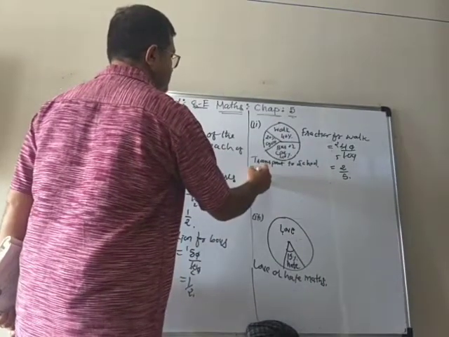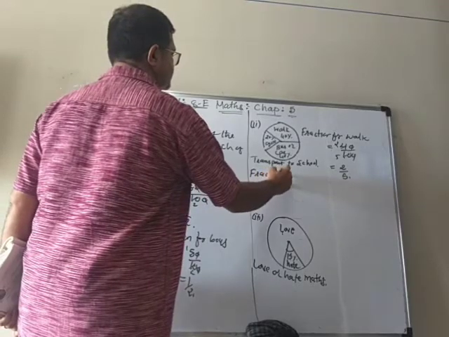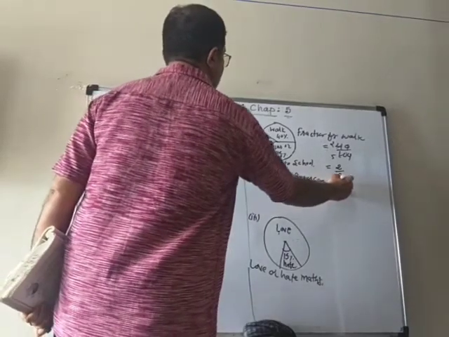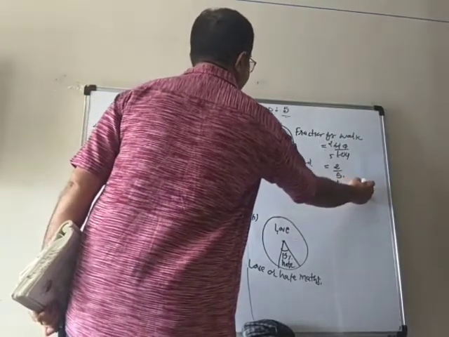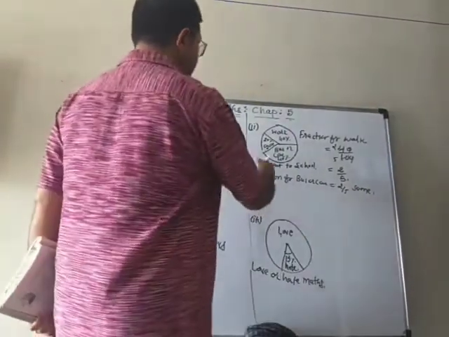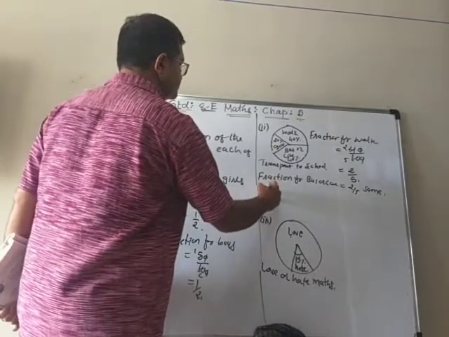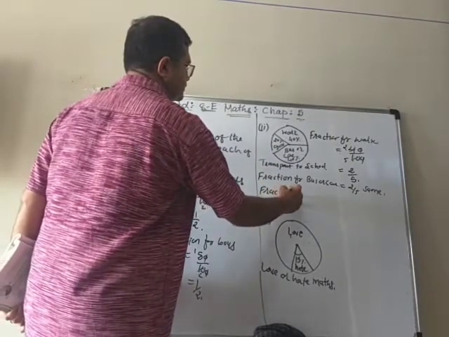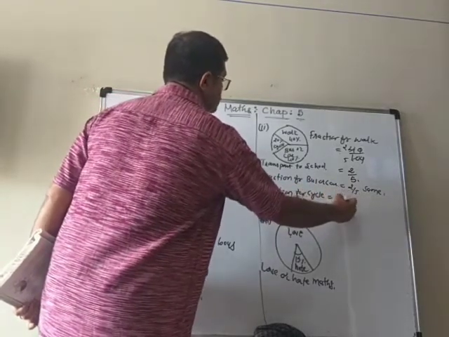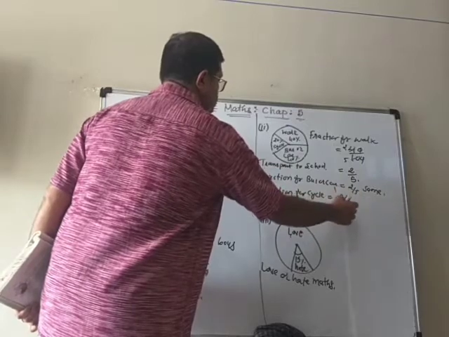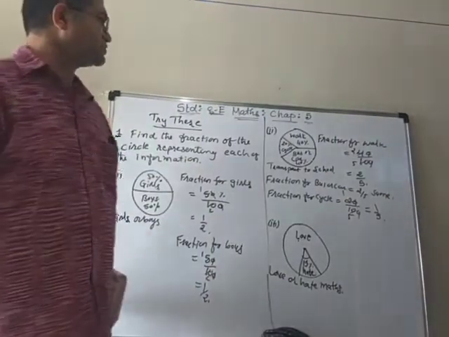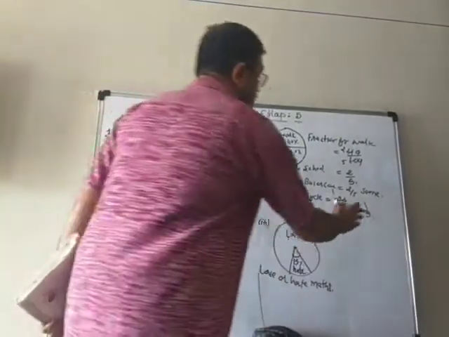Similarly, the fraction for bus or car is also 2 by 5, the same, because 40% is there. And then last, on cycle, the fraction for cycle is 20% out of the 100%. 2 5s are 10. So the fraction for bicycle is 1 upon 5.